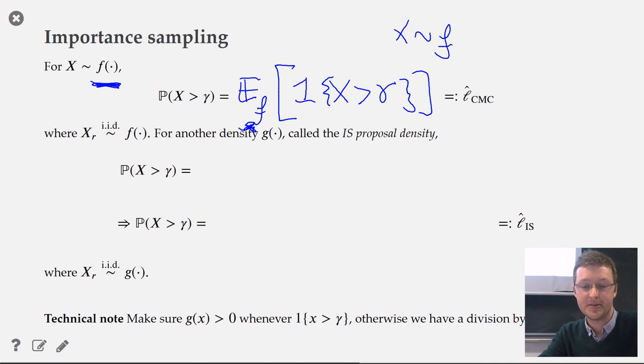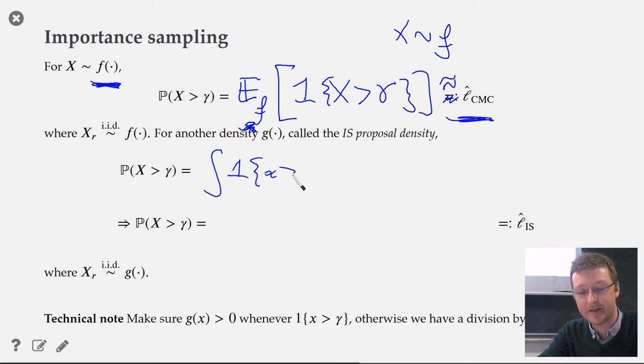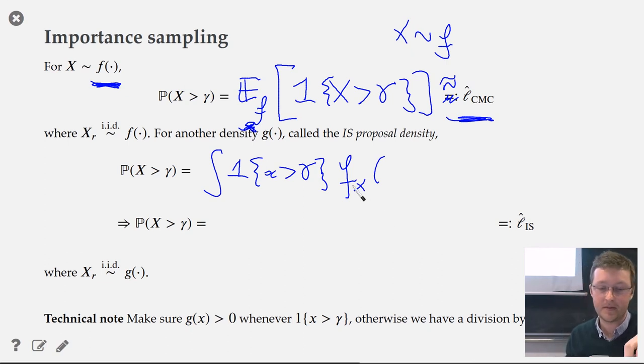So this first line is just showing what a standard crude Monte Carlo estimator is based on, the original density. But if you write out what this integral is, the expectation of the indicator that little x is greater than gamma, multiplied by the density f.